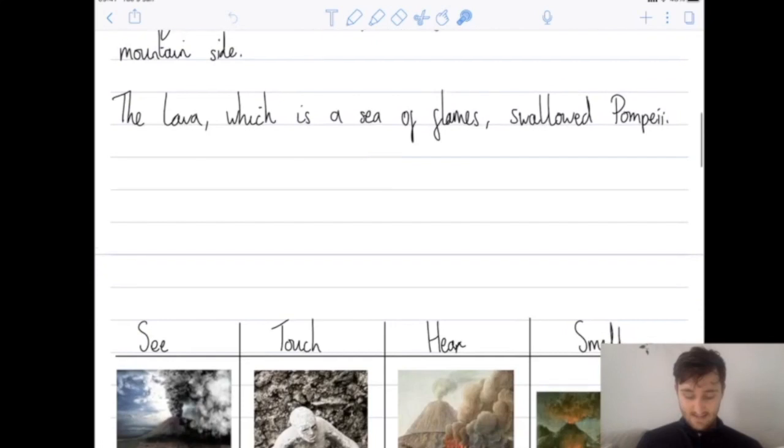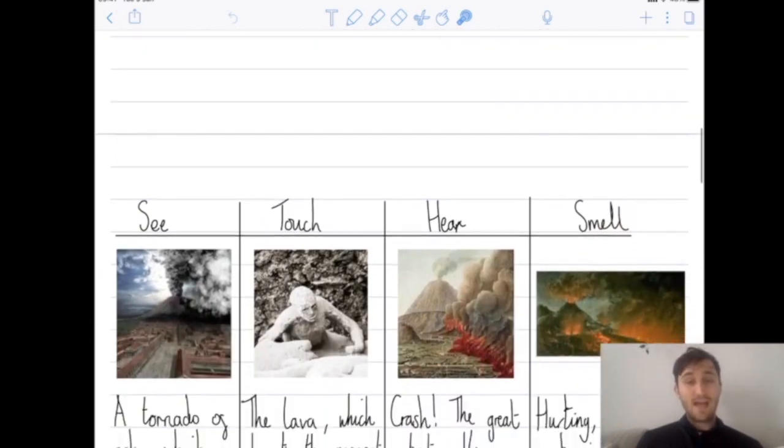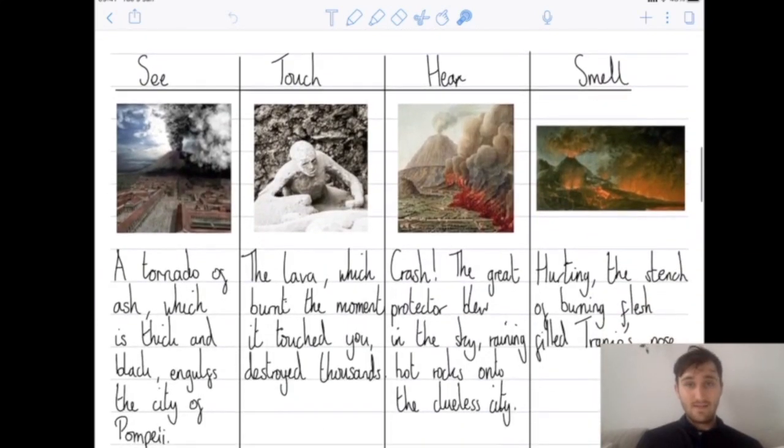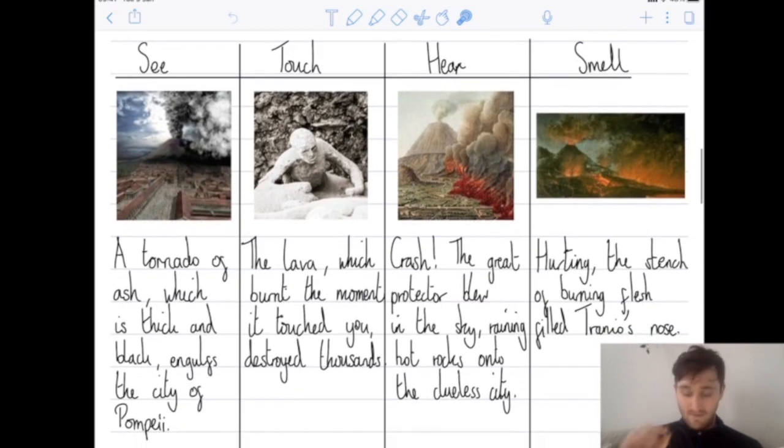So in today's lesson, we're going to be looking at the senses. So on your piece of paper in front of you, if you've got a choice really, you could set this up just like I've done. So I've got my see, touch, hear and smell, and I've got my pictures underneath.